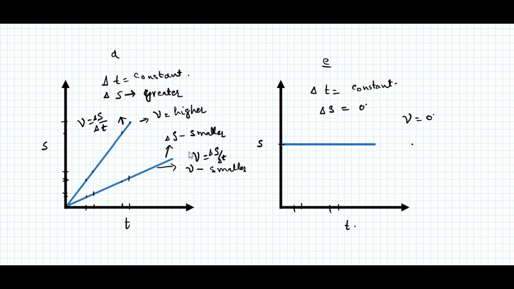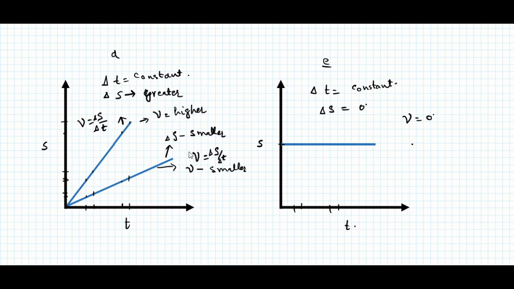In graph E, there is a straight horizontal line parallel to the T axis. As change in displacement is 0, velocity is 0 and the object is stationary.